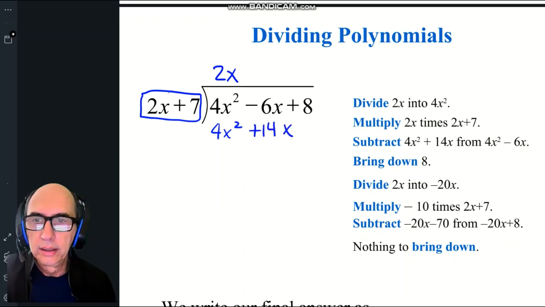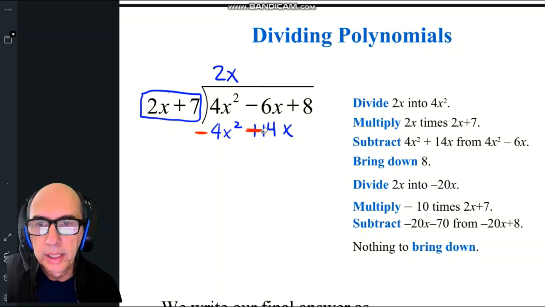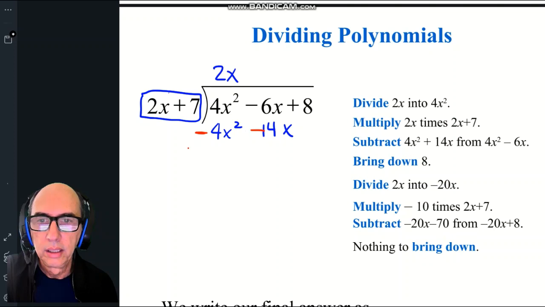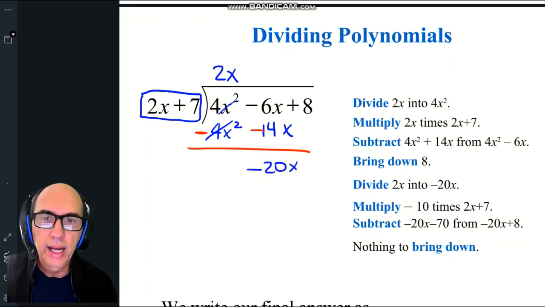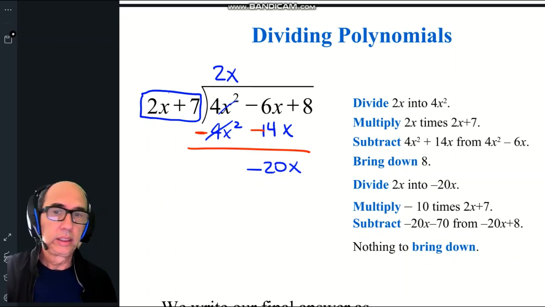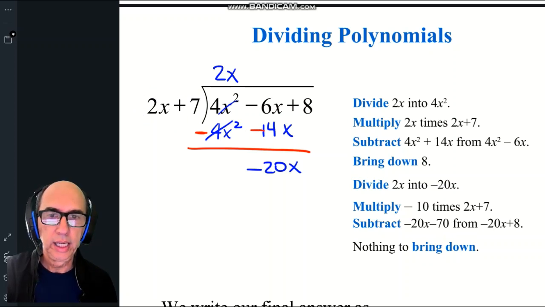Subtract, and this will become minus, okay? Let me even erase the plus, it becomes a minus. Cool. Cancel. Negative 6x minus 14x, negative 20x. Divide by the first, negative 20x. Bring down the positive 8, plus 8.